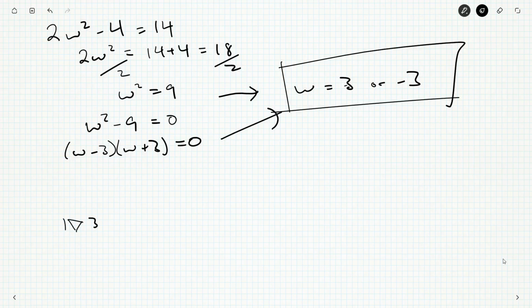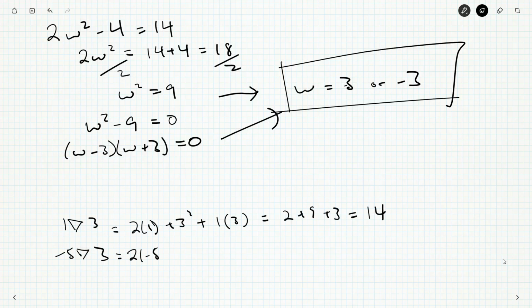What is 1 triangle 3? What is negative 5 triangle 3? And we've got the time, so we're just going to quickly do it. 2 times 1 plus 3 squared plus 1 times 3. Well, that's 2 plus 9 plus 3. That's 14. 5 plus 9 is 14.